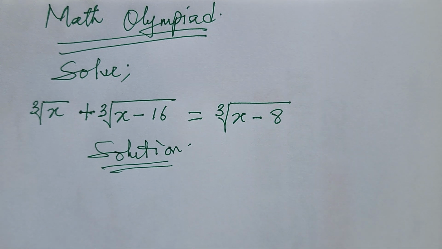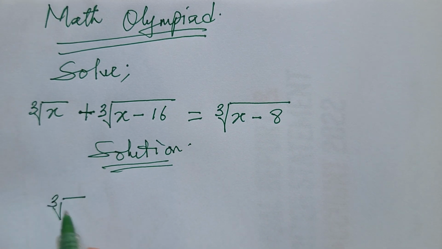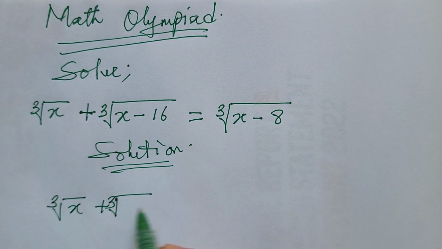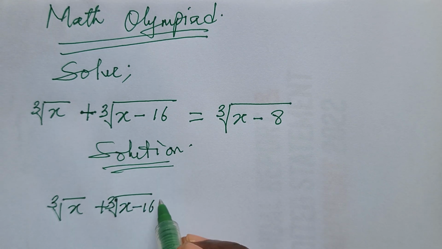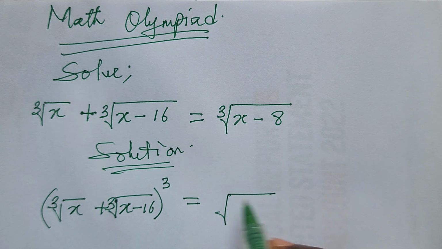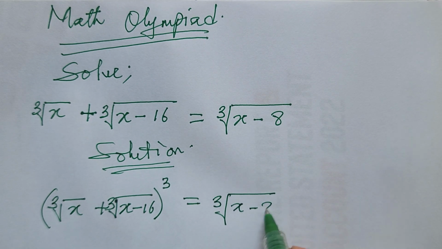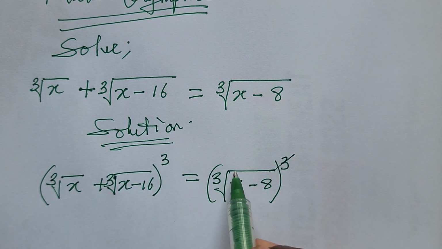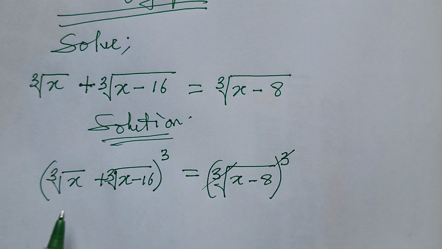Okay, so here how do we solve this? The best thing to do here is just to eliminate this radical by taking the cube root of both sides. So let's go ahead and do that. So we're going to have here the cube root of x plus the cube root of x minus 16, all to the power of 3. This is equal to the cube root of x minus 8 all to the power of 3. Okay, so this and this will leave the system. Now, if we take the cube of this, what will this give us?